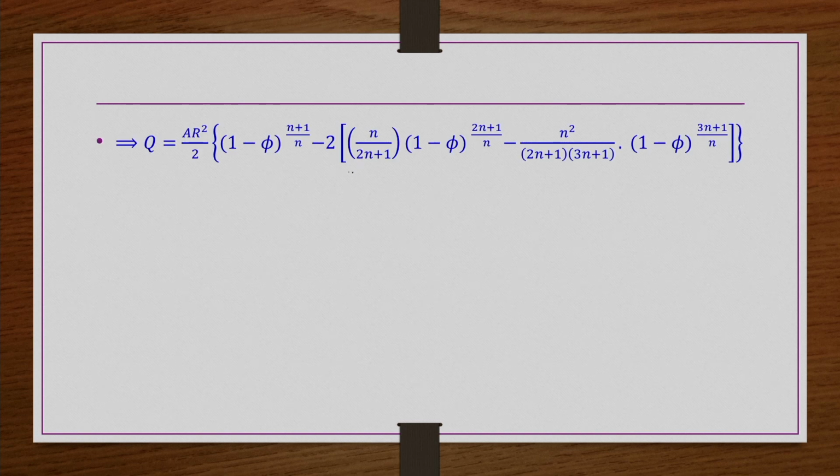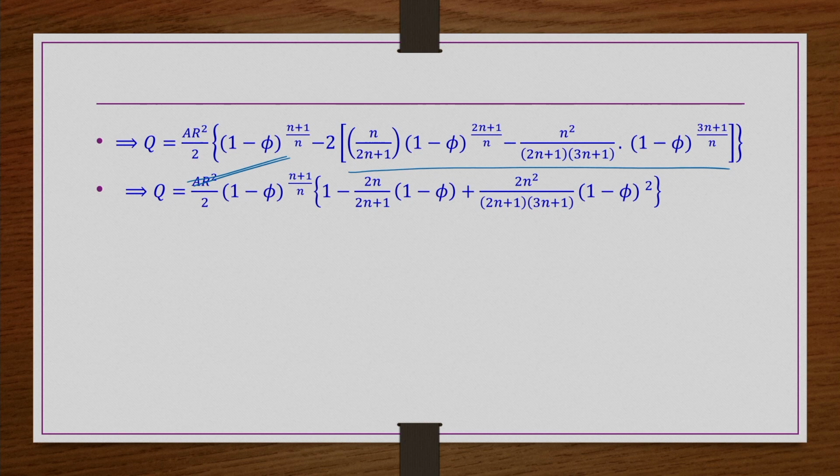Then we have this expression, whereas the other terms are as it is, we are not doing anything with them, right. So, now what we do, next step, we take (1 minus phi) power (n plus 1) by n common from the remaining terms as well, then we get 1 minus 2n divided by (2n plus 1), (1 minus phi), plus 2n square divided by (2n plus 1) (3n plus 1), (1 minus phi) whole square, this is what we get, right.